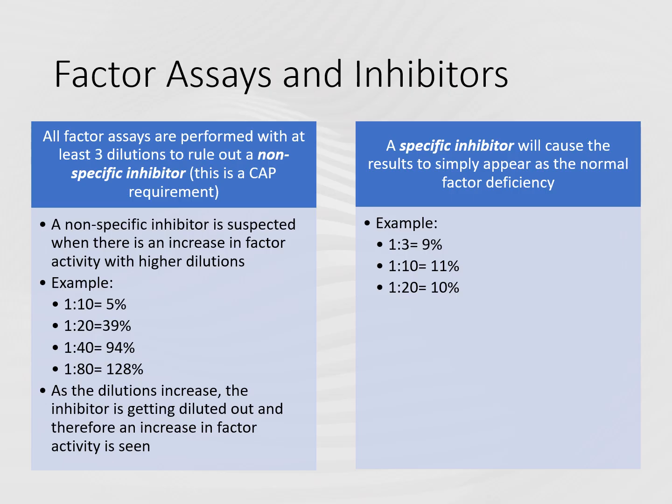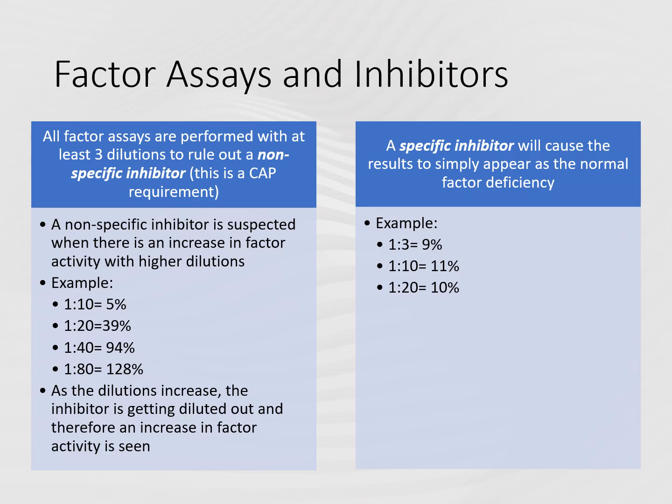What we tend to find with non-specific inhibitors is an increase in factor activity as the dilutions increase. Here's an example. We have a 1 to 10, which is demonstrating 5% of factor activity. A 1 to 20 is going to be 39%. 1 to 40 is 94%, and 1 to 80 is 128%. Now, in a normal factor assay, what we should see, regardless of dilution, is our results should be within about 20% of each other max. So they should all be very similar, within a similar range.